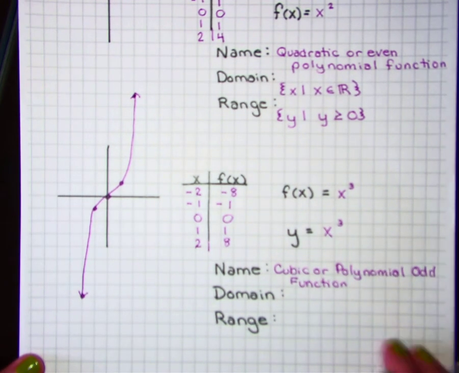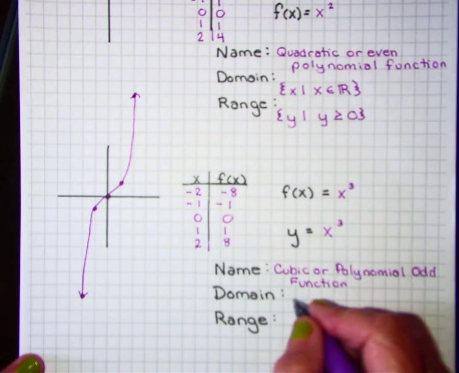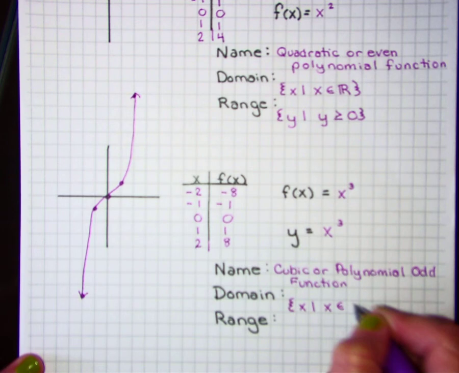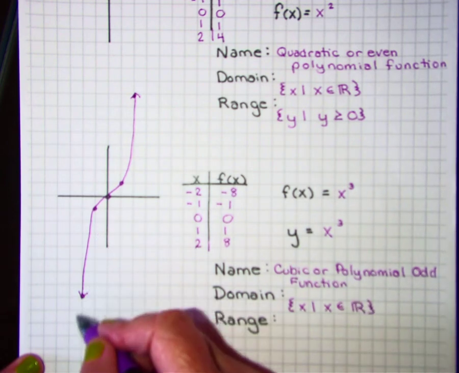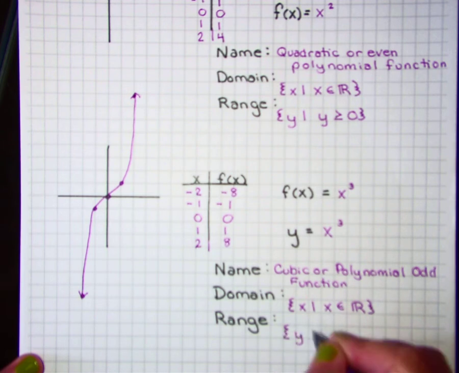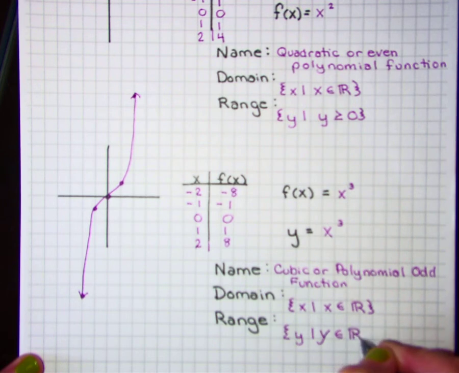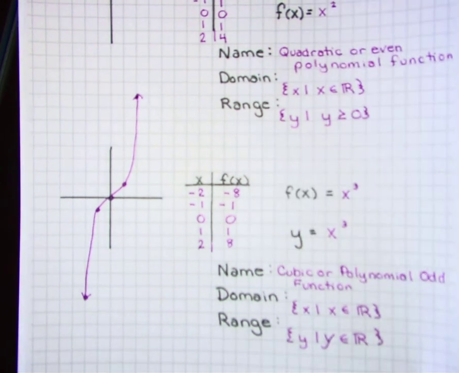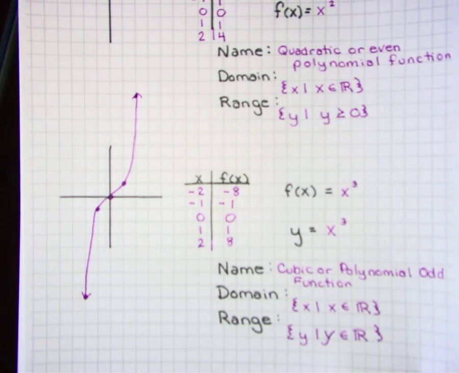Now the domain for this, again, I can add any number in. So my domain is x such that x is an element of real numbers. My range, this is going to go out. It goes out slowly, but it will go out forever. And so my range is also y such that y is an element of real numbers. So those are my first 4.